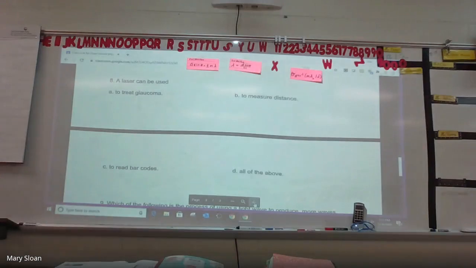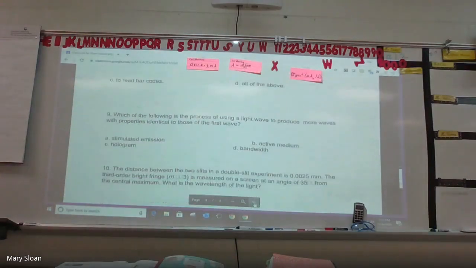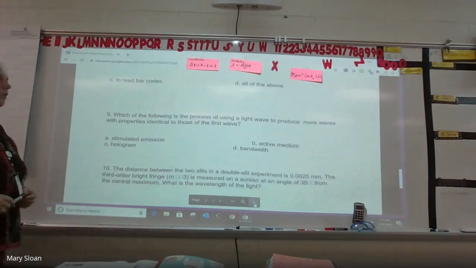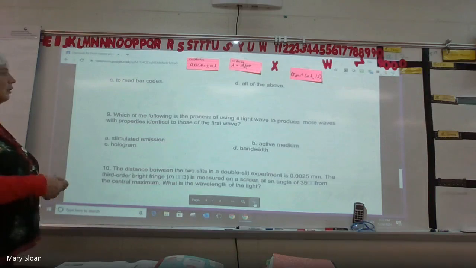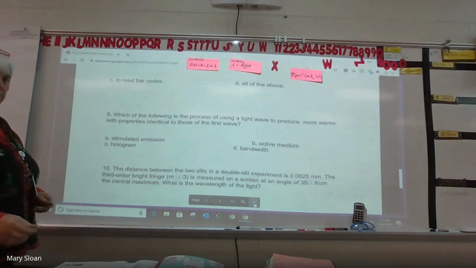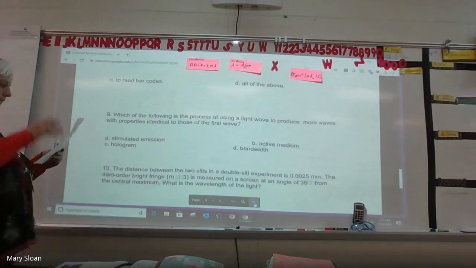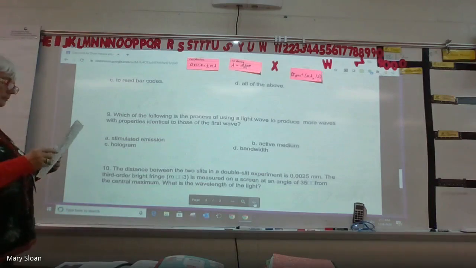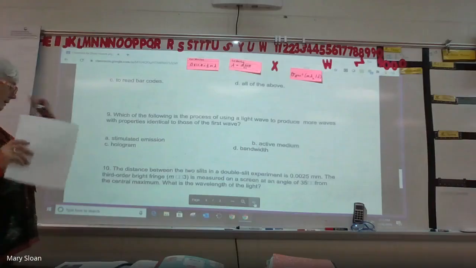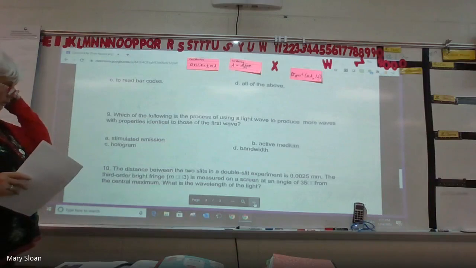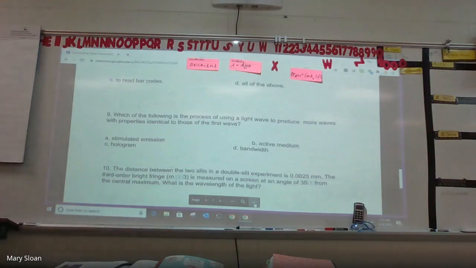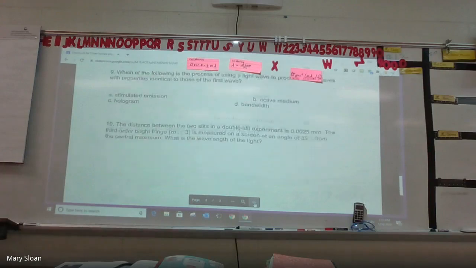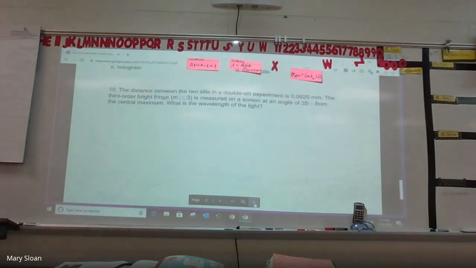Okay. Let's look at number 9. Which of the following is a process of using light waves to produce more waves, which are identical to those of the first wave? What do you think it is? We said A. Yeah, stimulated emission. Very good. And then the last one, I'm going to do it for you, and you can just tell me if you got it or not, which I think you're going to.